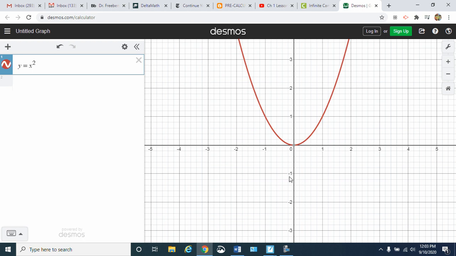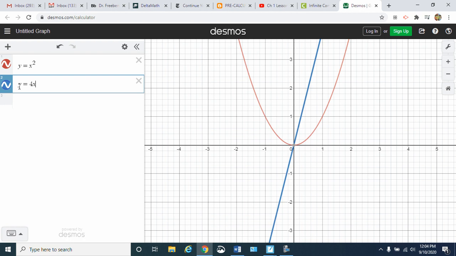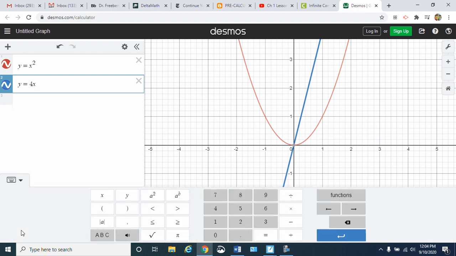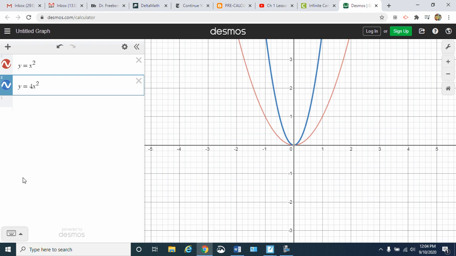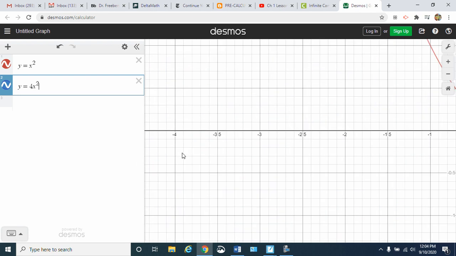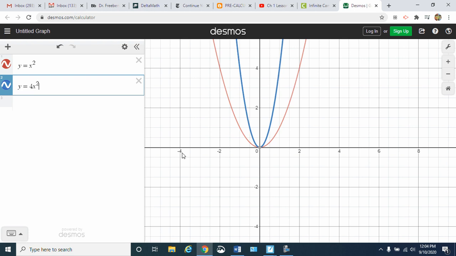Okay, so when I'm looking at the next graph, y equals 4x squared, I'm wondering how that's going to look different when compared to our parent function. We can see that the vertex is still in the same place. The only difference is that our pattern changed. Instead of going over 1, up 1, it's now, let's see if we can zoom, there we go. It's now over 1, up 4.